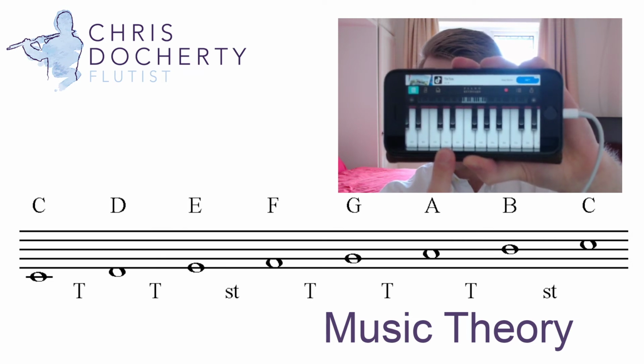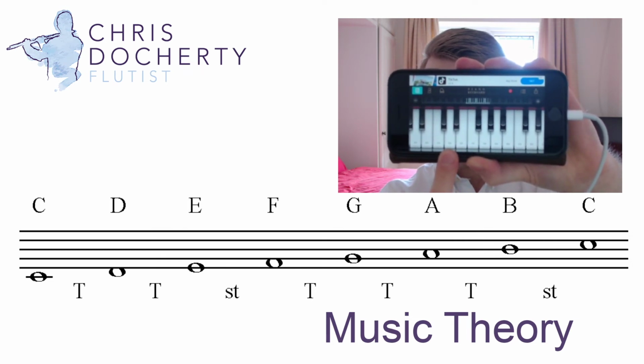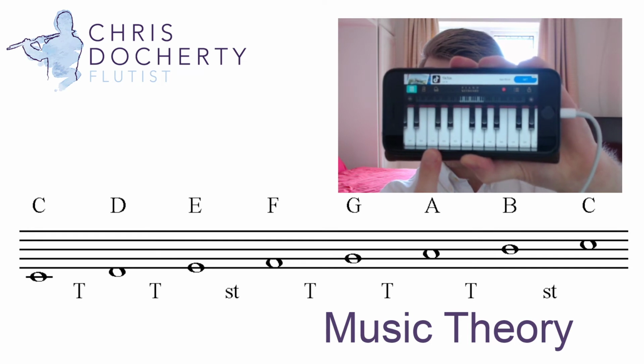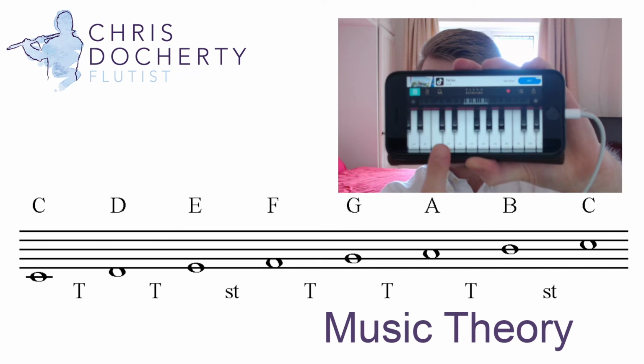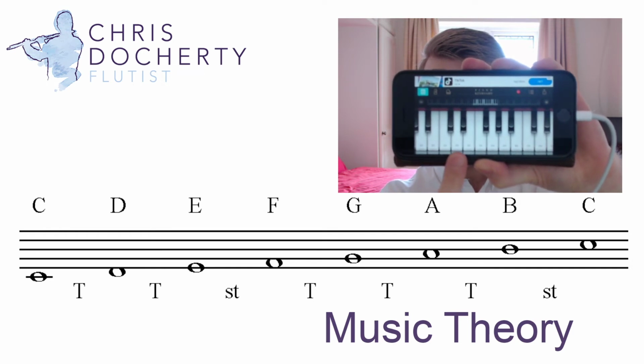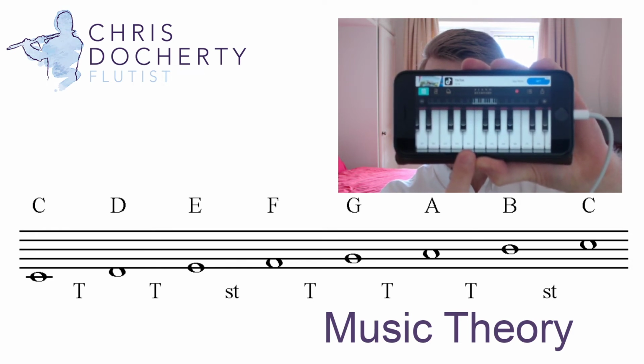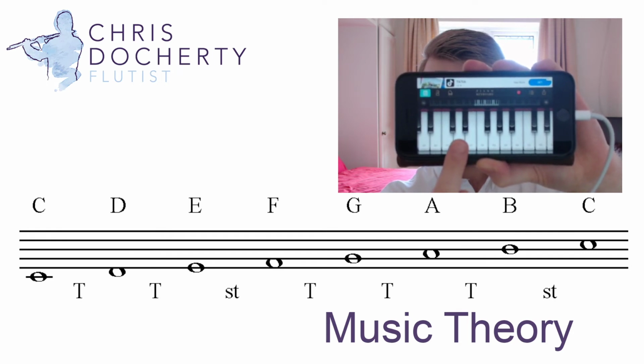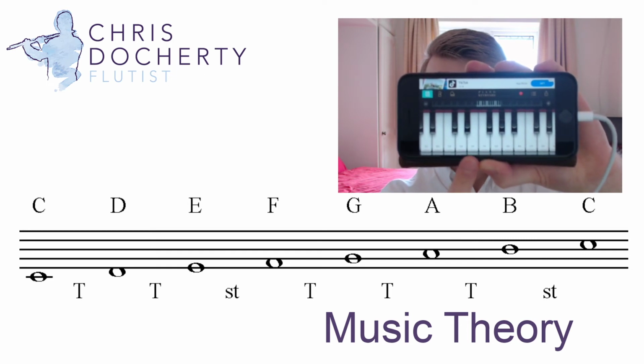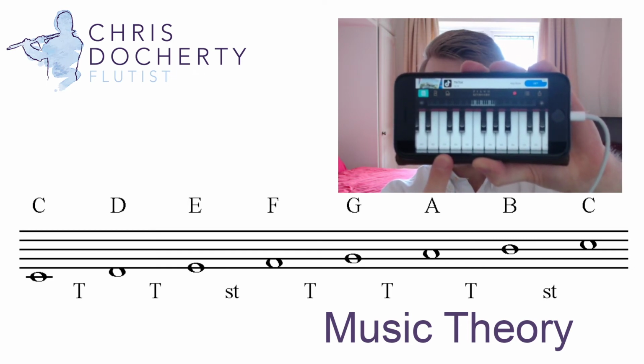It says D. Now D here is actually 2 notes away from C, because if you look, we've got the black note in between the C and the D. Now again, as we move up to the next note, which is E, we have the same. We have another black note here that's in between the D and the E. Now this is called tone. We have a tone between the C and the D.